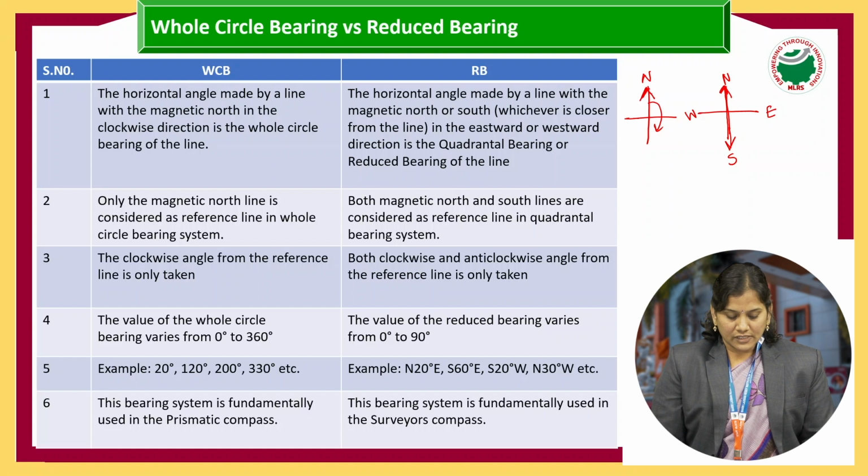The value of the whole circle bearing varies from 0 to 360 degrees, and the value of the reduced bearing varies from 0 to 90 degrees only. For example, the whole circle bearing may be 20 degrees, 120 degrees, 200 degrees, 330 degrees, etc. Reduced bearing examples are north 20 degrees east, south 60 degrees east, south 20 degrees west, or north 30 degrees west, etc. As I said, the whole circle bearing system is used in the prismatic compass, and the reduced bearing system is used in the surveyor compass.